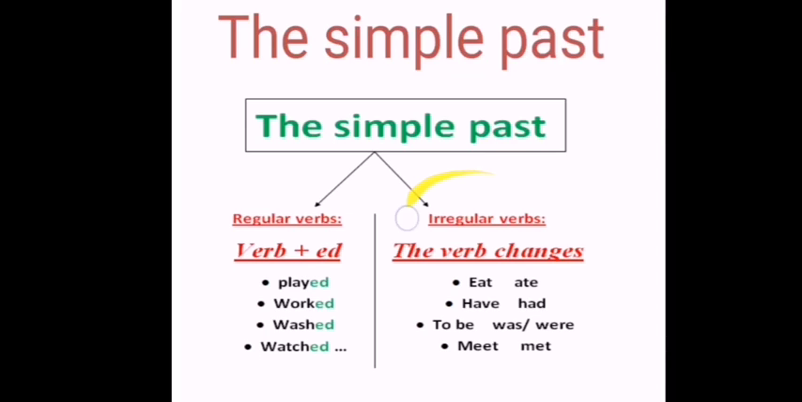Now for the irregular verbs, the verb changes. For example, eat in the simple past becomes ate. Have in the simple past becomes had. Verb to be in the past becomes was or were. Meet becomes met.